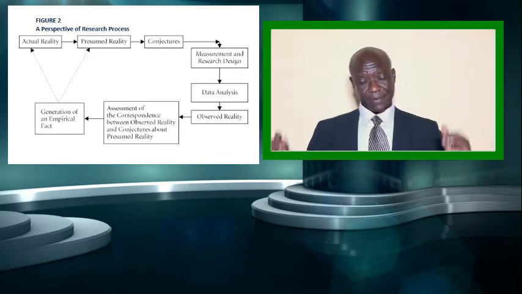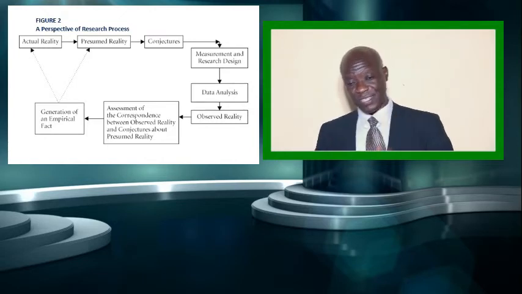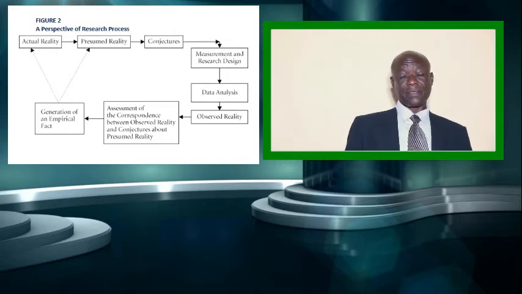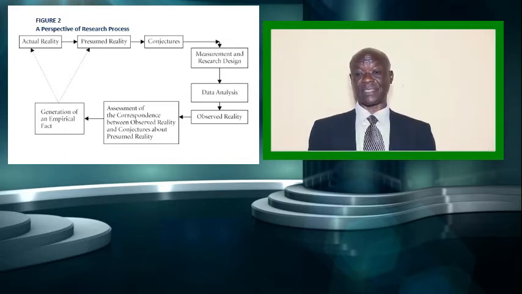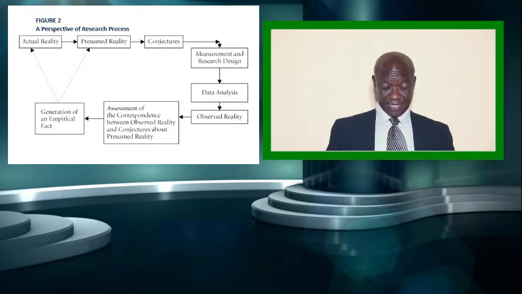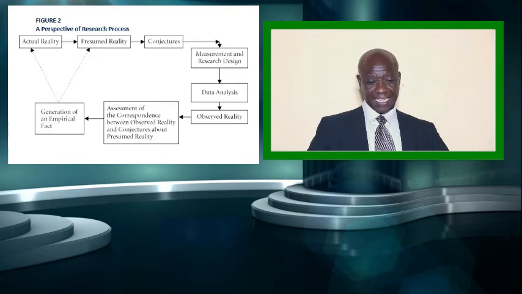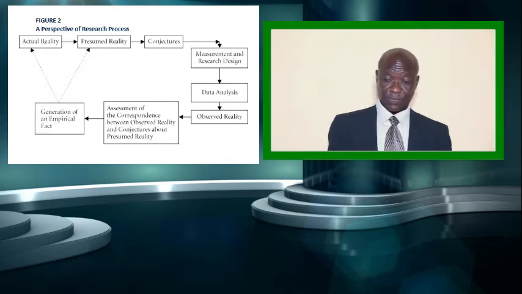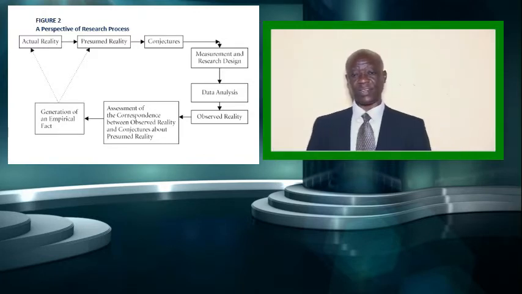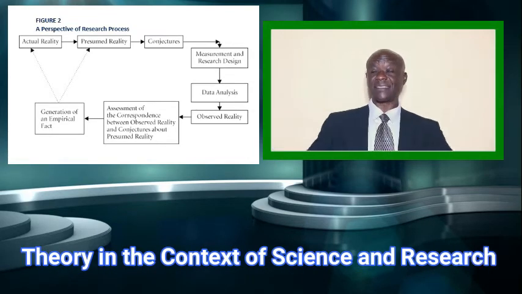So the process of hypothesis setting may be typically preceded by theory building with an objective of developing testable conjectures or hypotheses. Now, this theory building process for hypothesis setting spans two of the components that we see in this diagram, which is figure 2: the presumed reality and conjectures in the research process, ladies and gentlemen. So allow me to move to theory in the context of science and research. Why don't we start by looking at science and theory?